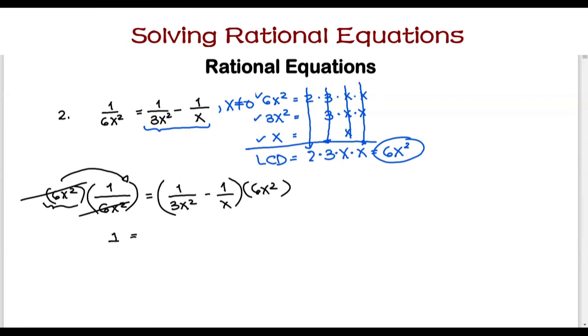So, other side, kapag minultiply ko dito, anong magka-cancel? Magka-cancel yung x squared. Tapos yung 6 at saka 3 magka-cancel din. Ito magiging 1. Ito magiging 2. So, 2 na lang ang natira. Tapos, kapag itong 6x squared, dinistribute ko naman dito, anong mangyayari? Itong x na to magka-cancel with 1x here. So, ang matitira ay 6x. So, ganyan na lang kasimple.